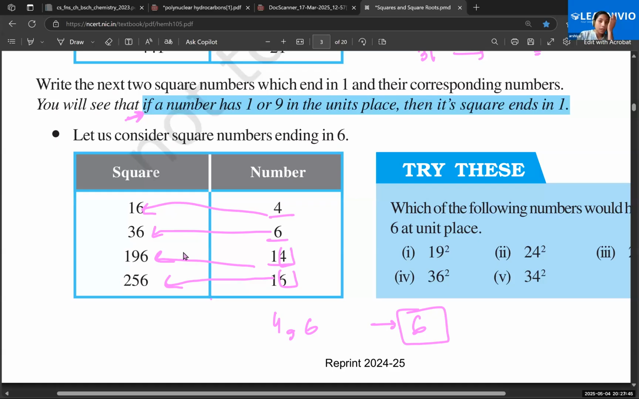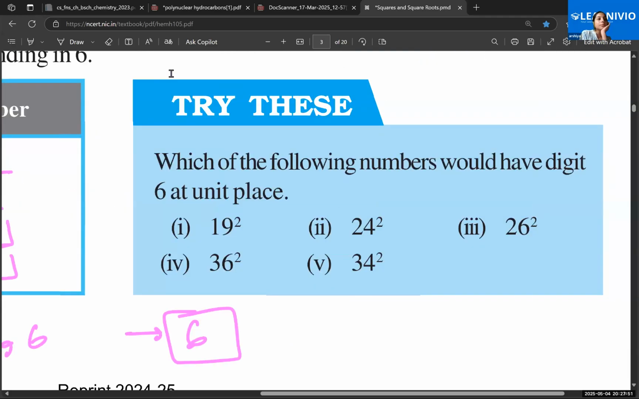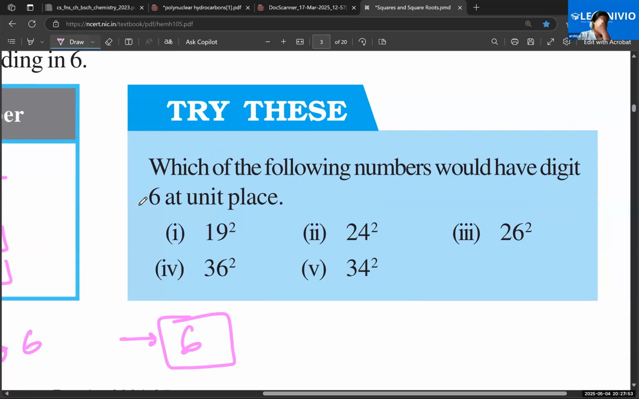All right. Okay. Now let's again solve some questions. Can you see this? Try these. Again, same question. Which of the following numbers will have 6 at unit place? Okay, so first one, no. Second one, yes. Third one, yes. Fourth one, yes. And fifth one, yes. So all of them except for the first.